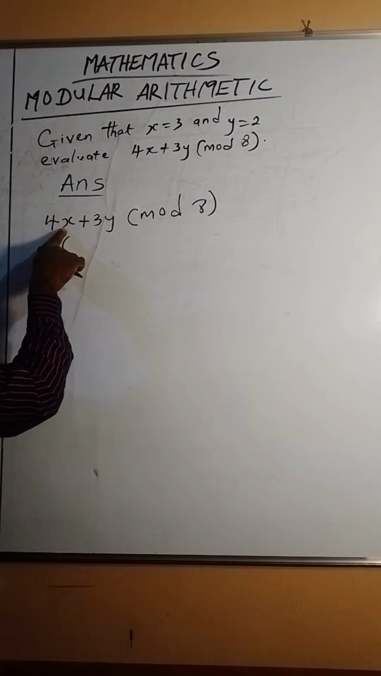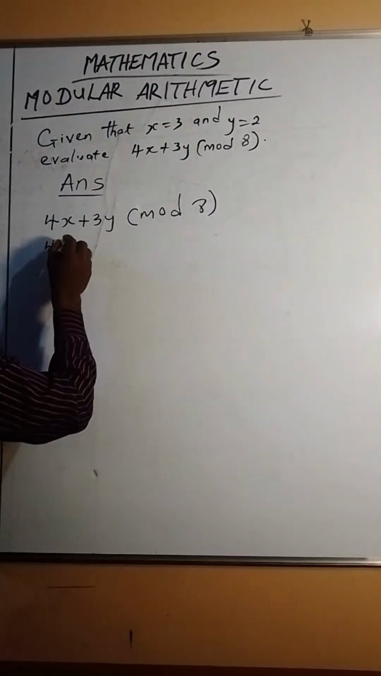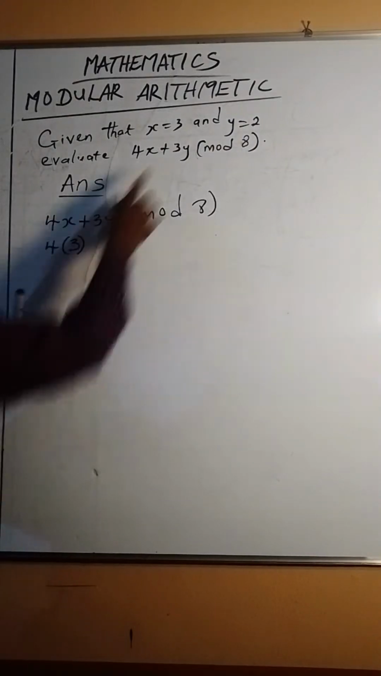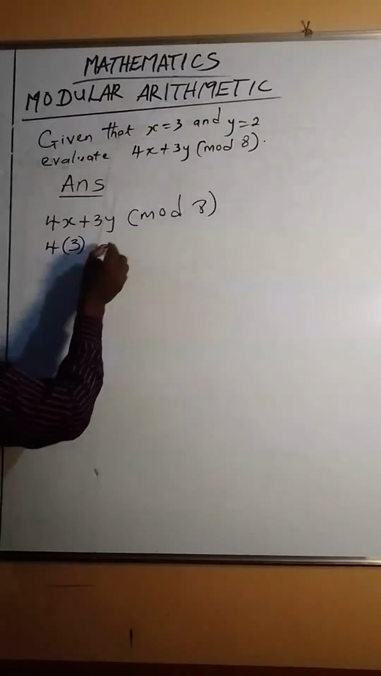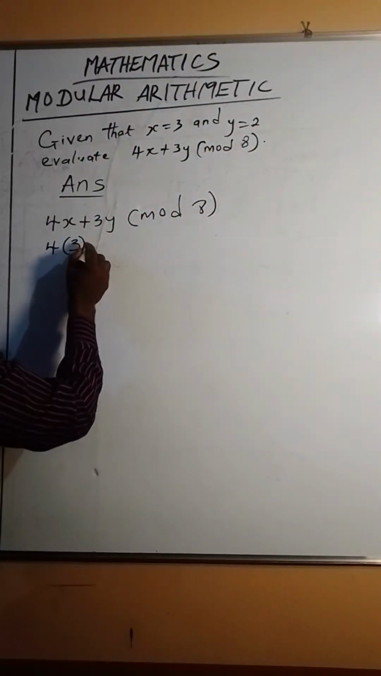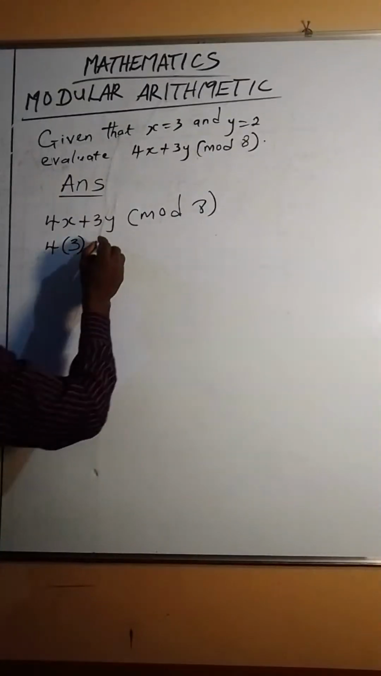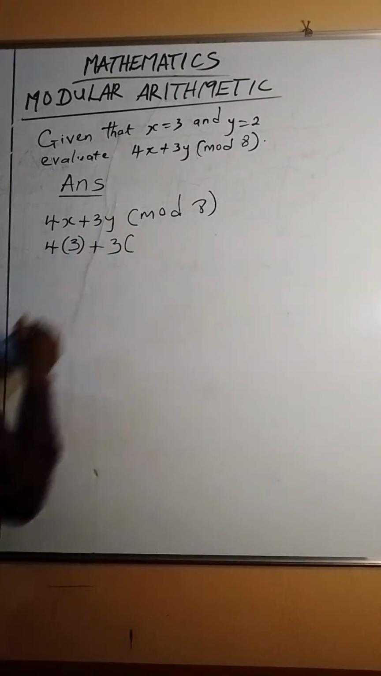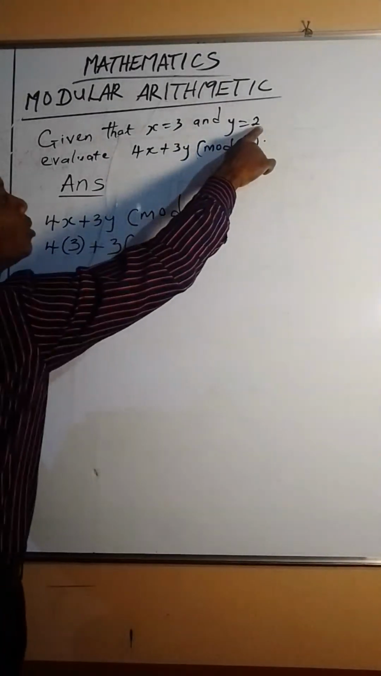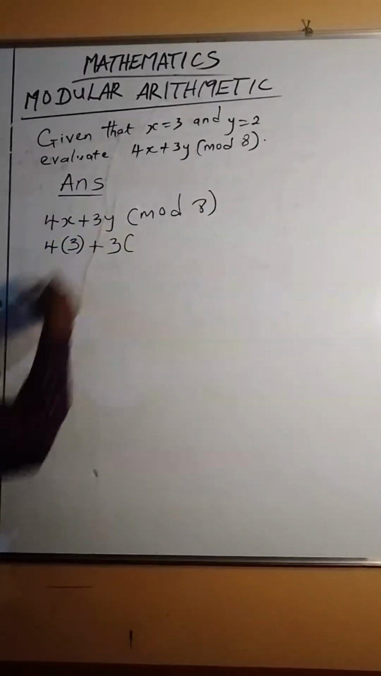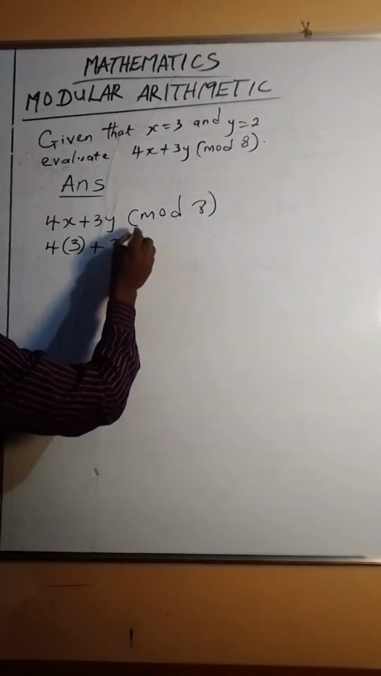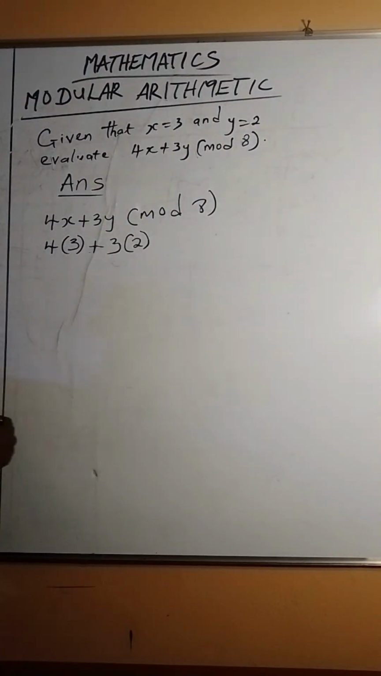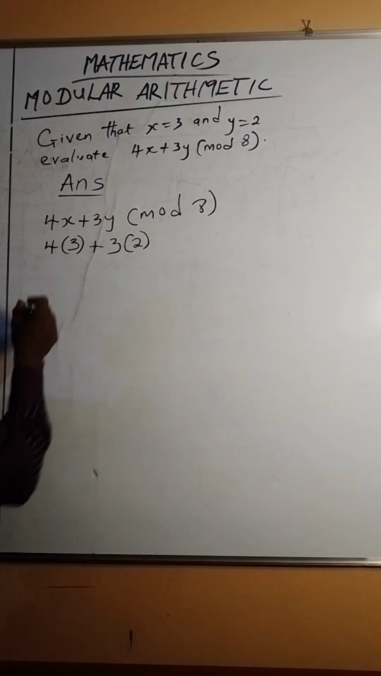So when we substitute, x is 3, so we are going to write 3 here in place of x because our x is 3, then plus 3 here. Remember, the 3 is right here in the expression. y is 2, so we are going to bring 2 here in place of y. So obviously we have been able to substitute. Then we'll go ahead and keep evaluating.